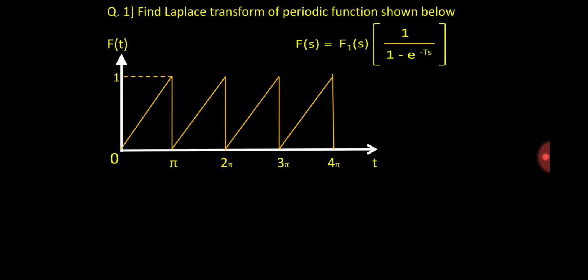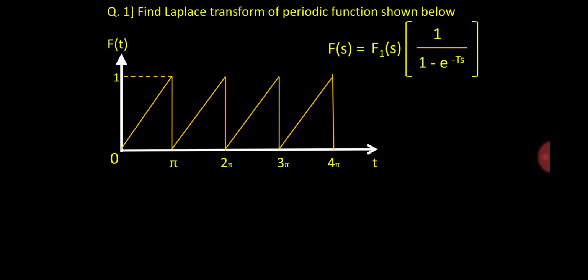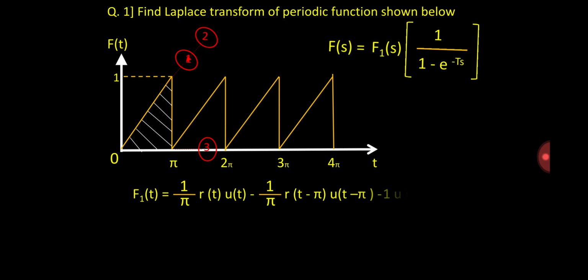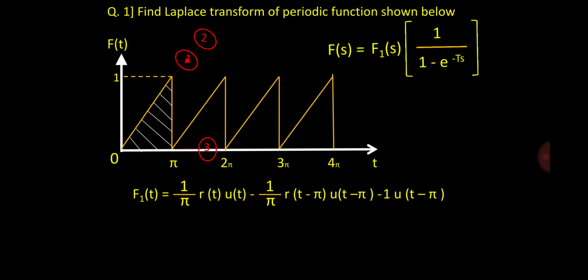Now let's start with writing down the equation for f1 of s. For f1 of s, we will obtain f1 of t first. So f1 of t is given by, first of all, the ramp. So f1 of t is equal to 1 by pi r of t into u of t minus 1 by pi r of (t minus pi) into u of (t minus pi). So 1 by pi is the slope of the ramp, r of t into u of t.